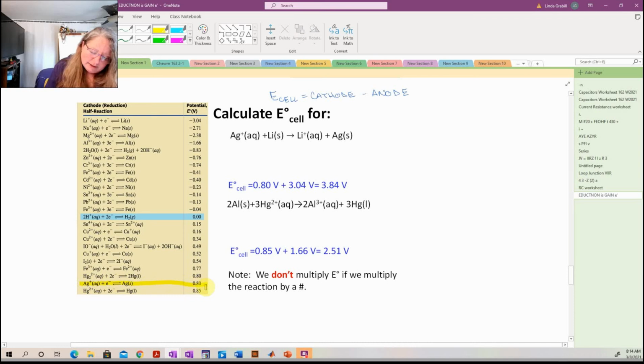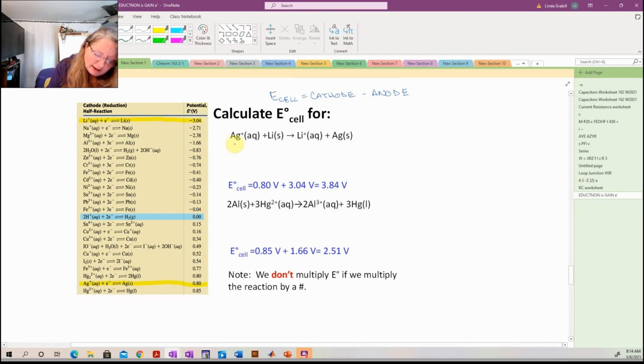And then let's see, what else do I want? I want to know where lithium is. Here's lithium. So we have two different ways of looking at this. We can look at it in terms of the cathode and the anode, or we can look at it in terms of oxidation and reduction. Let's go ahead and see how this plays out.